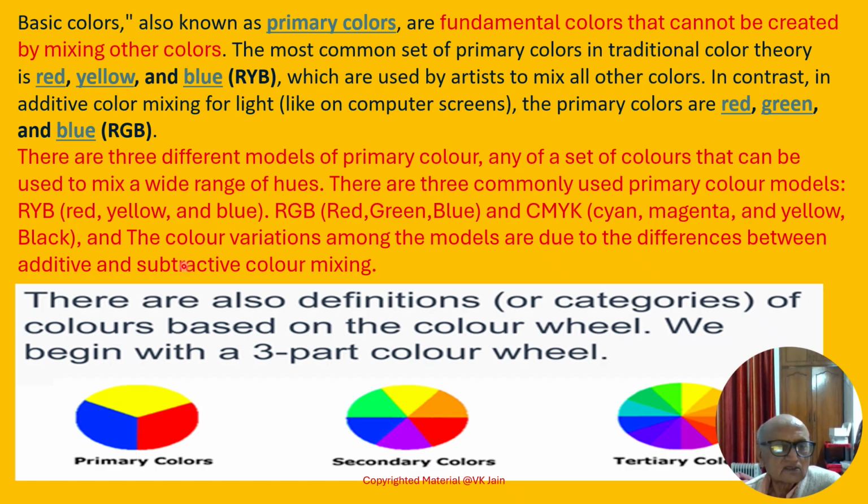CMYK. The color variation among the models is due to differences between additive and subtractive color mixing. There are also definitions of color based on the color wheel. We begin with a three-part color wheel: the color wheel using primary colors, the color wheel using secondary colors, and the color wheel using tertiary colors.